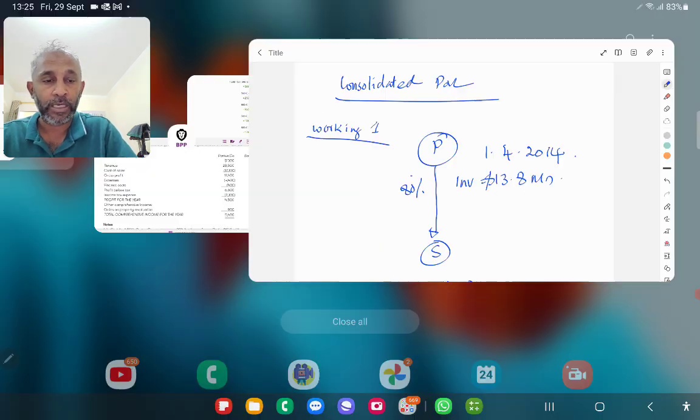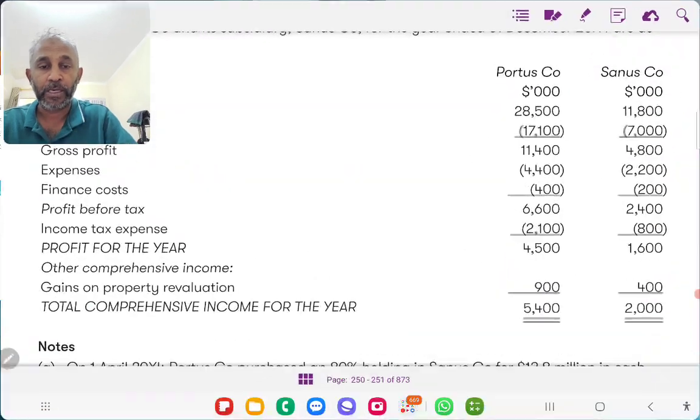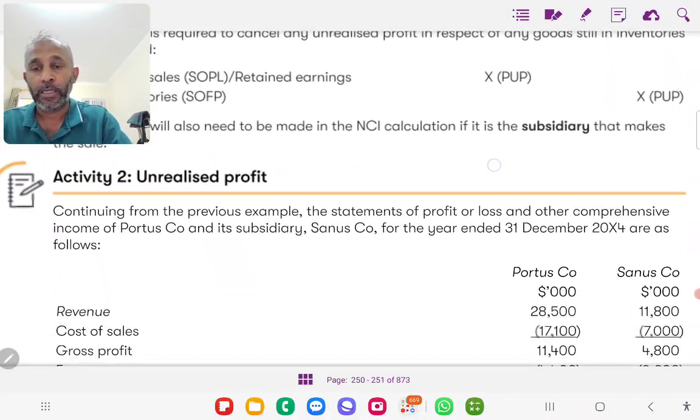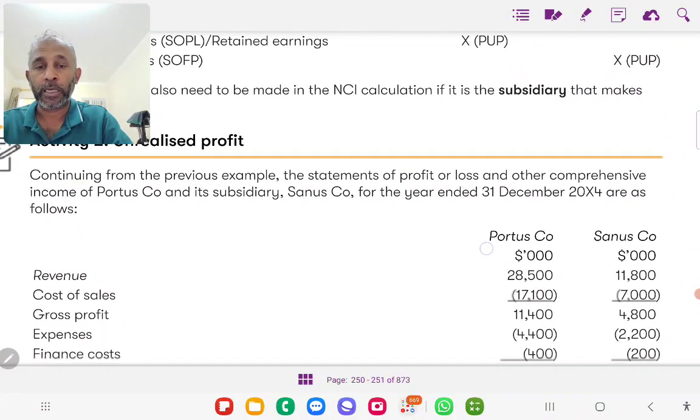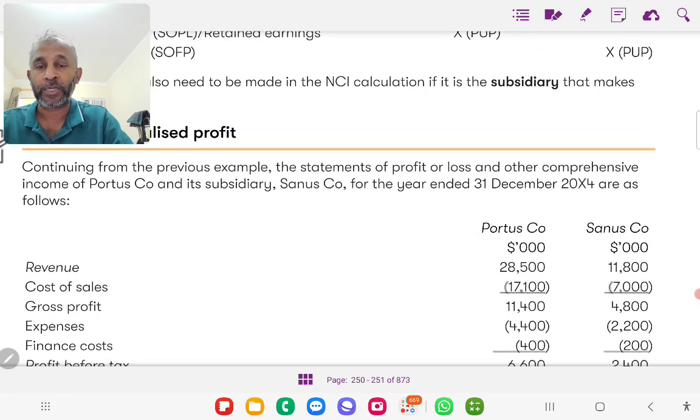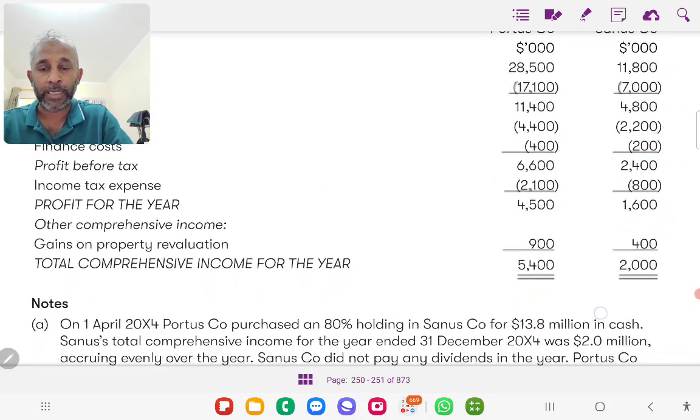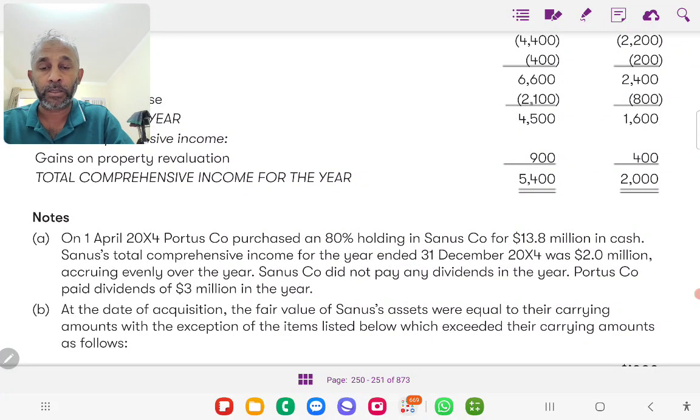That example is here. This example is actually a question picked from BPP material. The statement of profit and loss and other comprehensive income of P company and its subsidiary S company for the year ended 31 December 2014 are as follows. They have given you the income statement, and then they keep on giving certain additional information.